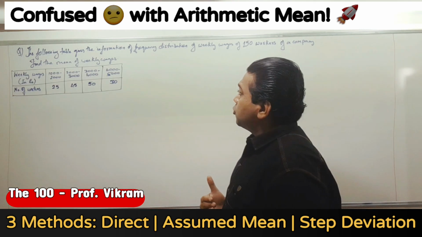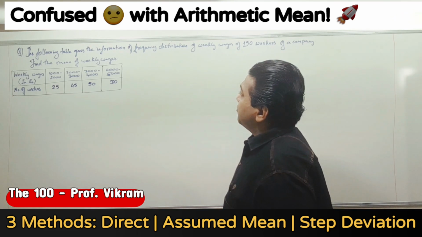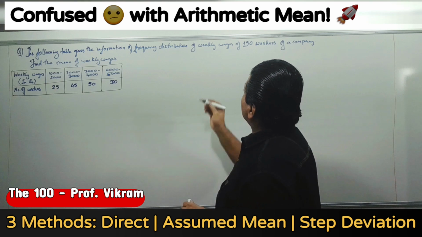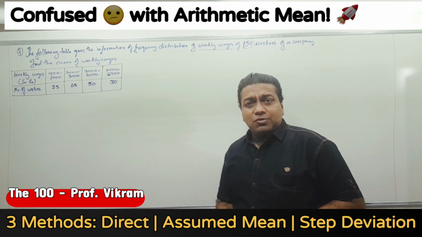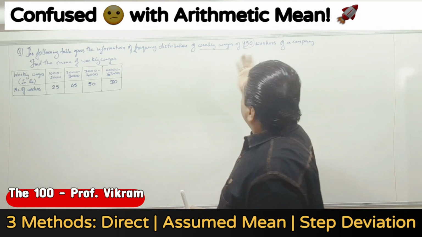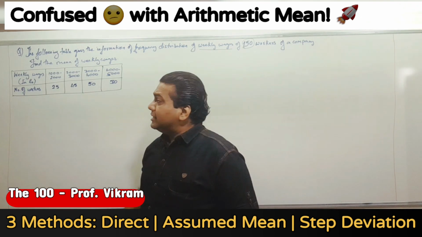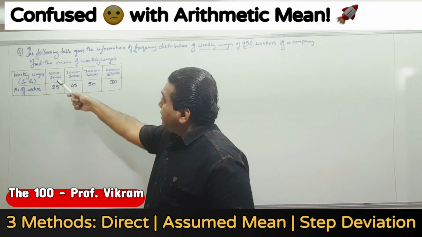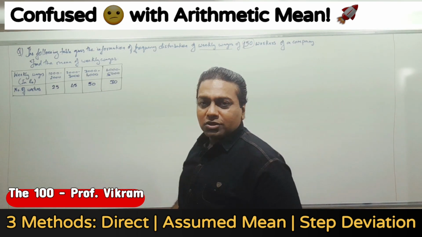Okay, so when I'm talking about grouped data, you can see the question in front of you. It states the table gives the information of frequency distribution of weekly wages of 150 workers. It is giving the frequency distribution of weekly wages, that is weekly earning, of 150 workers of a company. And the table is in front of you. You can see the first column is weekly wages in INR, Indian rupees. That is 1,000 to 2,000, 2,000 to 3,000, 3,000 to 4,000, and 4,000 to 5,000.